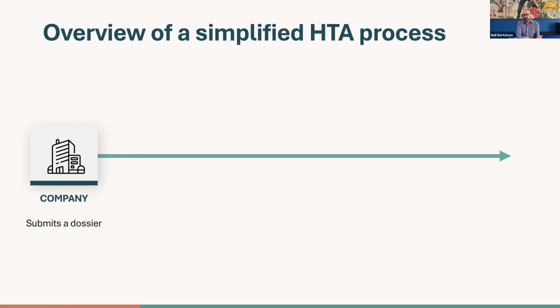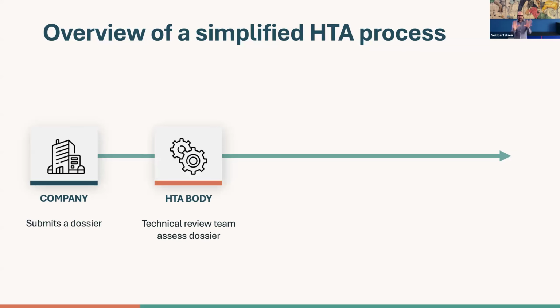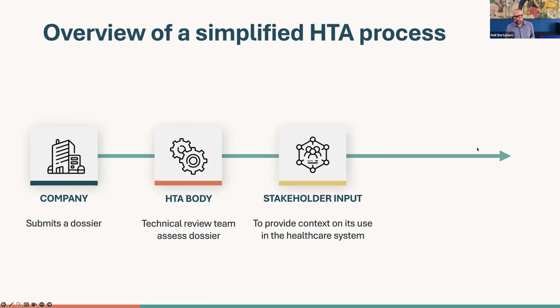So a company who makes the medicine will submit a dossier of evidence to the health technology assessment body. The health technology assessment body then usually has a technical review team that will look at all the evidence in that submission and start building a list of questions they have. So what questions do we have about the evidence? What questions do we have about the patient population? Those sorts of things. Alongside that, they will start seeking stakeholder input.